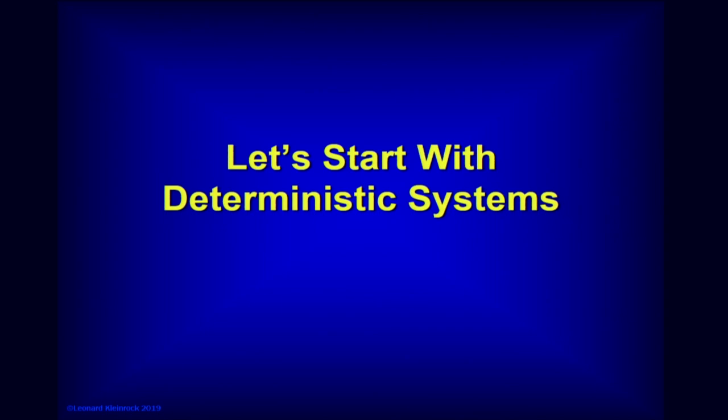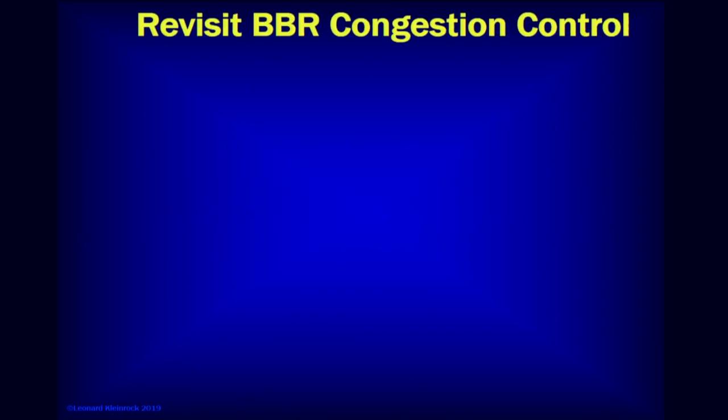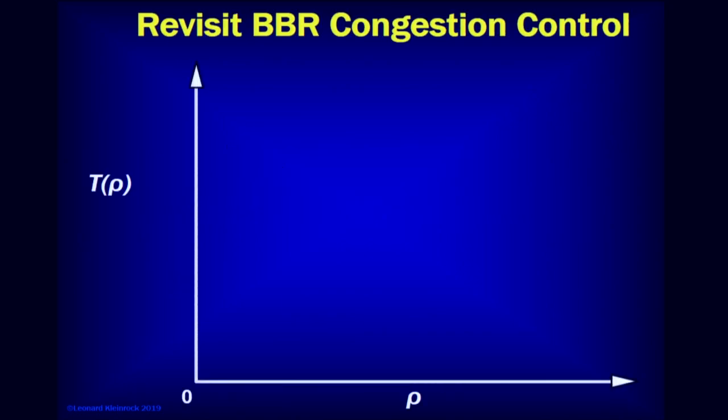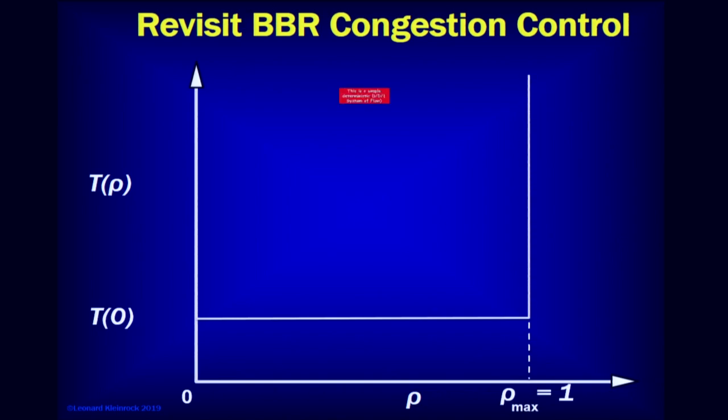So let's start with some very simple systems, deterministic systems, where everything is predictable and synchronized. And we're going to revisit the BBR congestion control. Look at the response time versus the efficiency, the two important metrics. There's the minimum amount. You can have a maximum you get with rho when it reaches 100%.